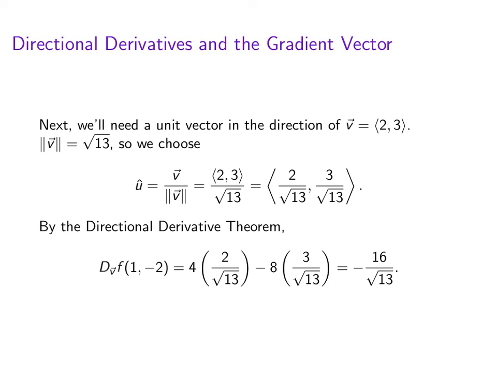So the interpretation of this number is that if you're standing on the surface above the point 1, -2, and you start moving in the direction of the vector 2, 3, then you'll have a slope of -16 over root 13.